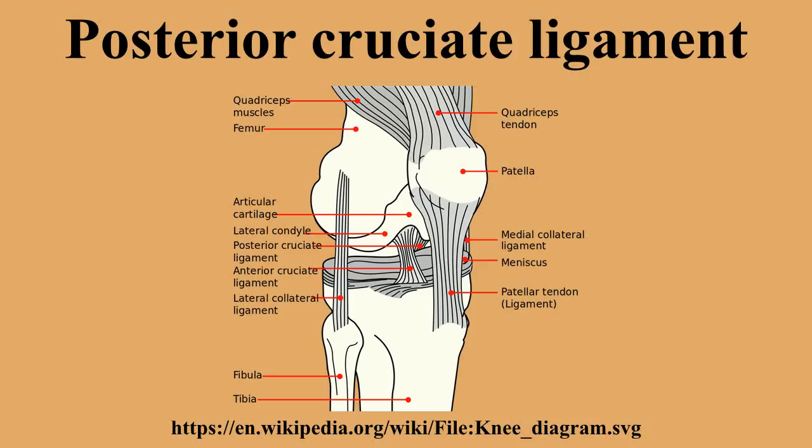An additional test of posterior cruciate ligament injury is the posterior sag test, where, in contrast to the draw test, no active force is applied. Rather, the person lies supine with the leg held by another person so that the hip is flexed to 90 degrees and the knee 90 degrees.